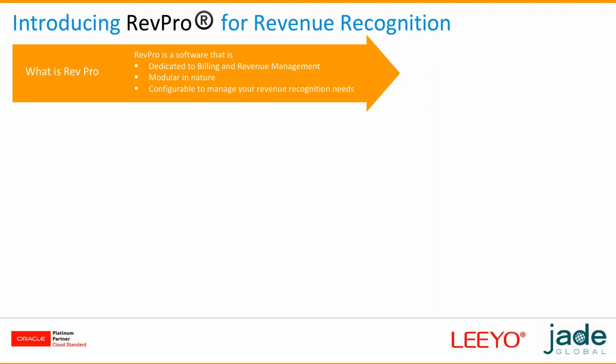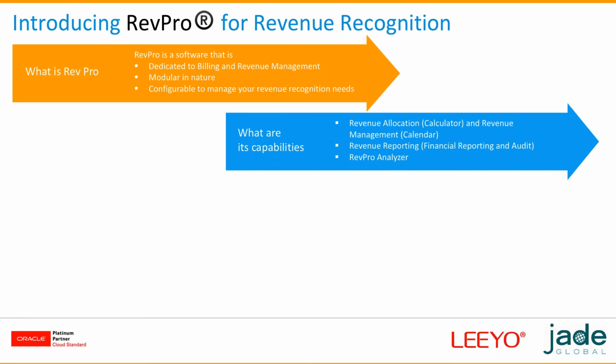It's modular in nature because you can do multiple things with that, and we'll come to what exactly those functionalities are when Sai takes you down to more detail, and it's configurable to manage your revenue recognition needs. So its capabilities are revenue allocation, calculator, and the revenue management calendar. It does financial reporting and audit for the revenue recognition pieces. And then there's also what's called an analyzer to understand what would happen if there were changes in some of the contract aspects that you already have as the basis for revenue recognition.